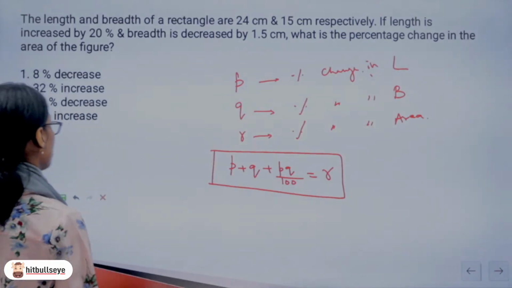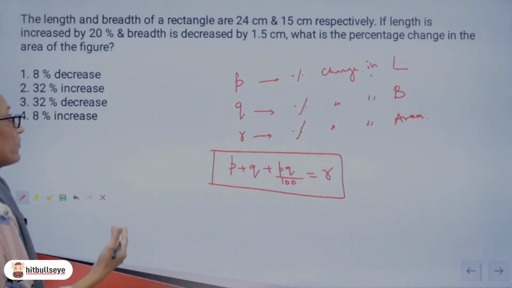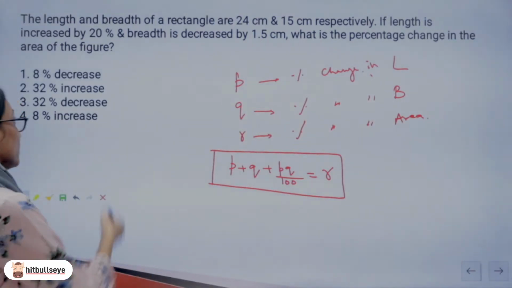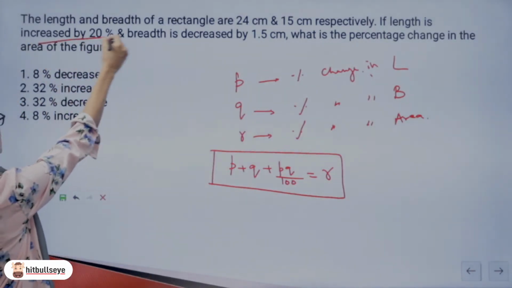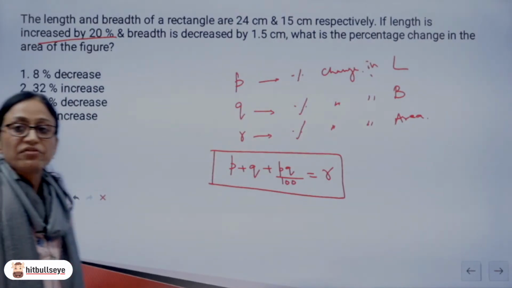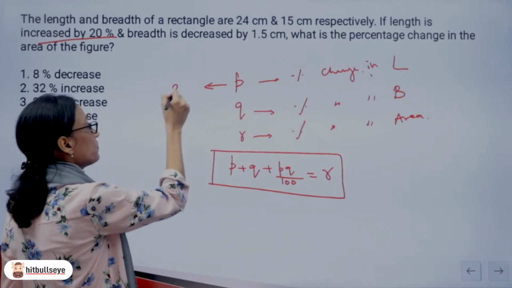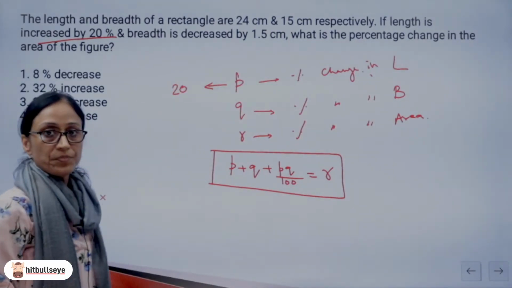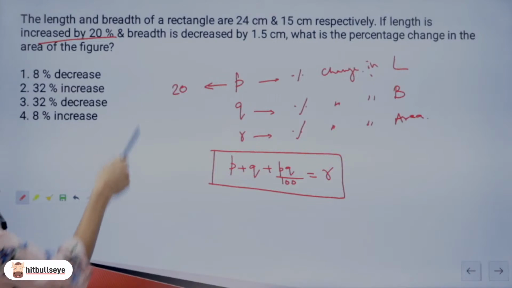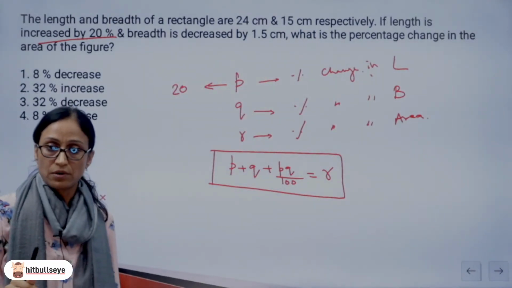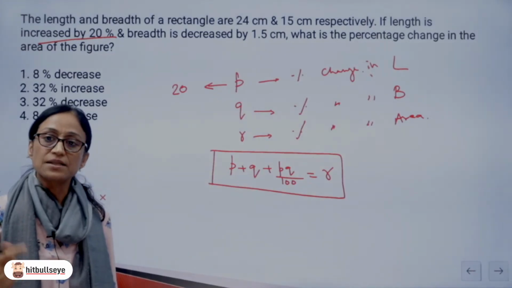So, for example, the question here said that the length and breadth of a rectangle were 24 and 15. The length is increased by 20%. This is important. So, if length is increased by 20%, the value of P is plus 20. The breadth is changed by 1.5 centimeter. That's a numerical value. What is this change as a percentage?